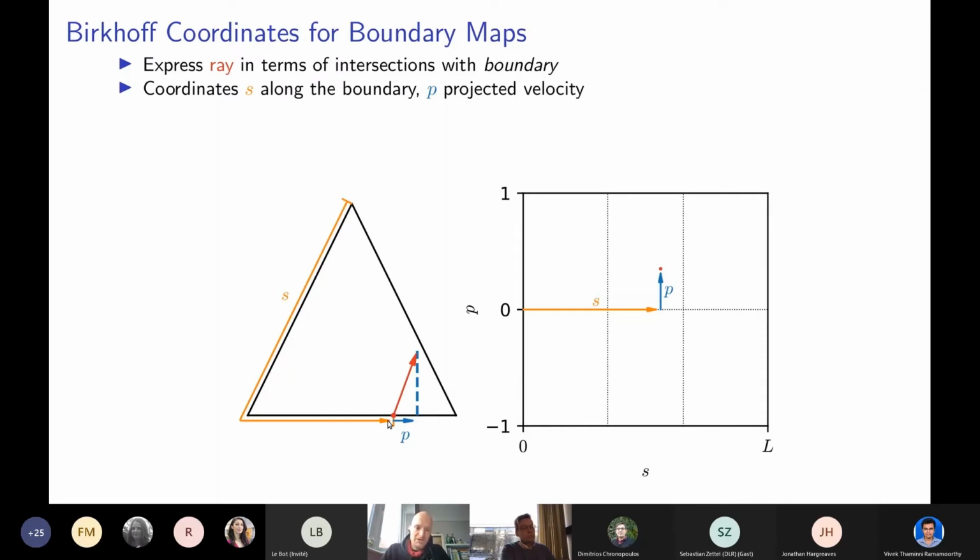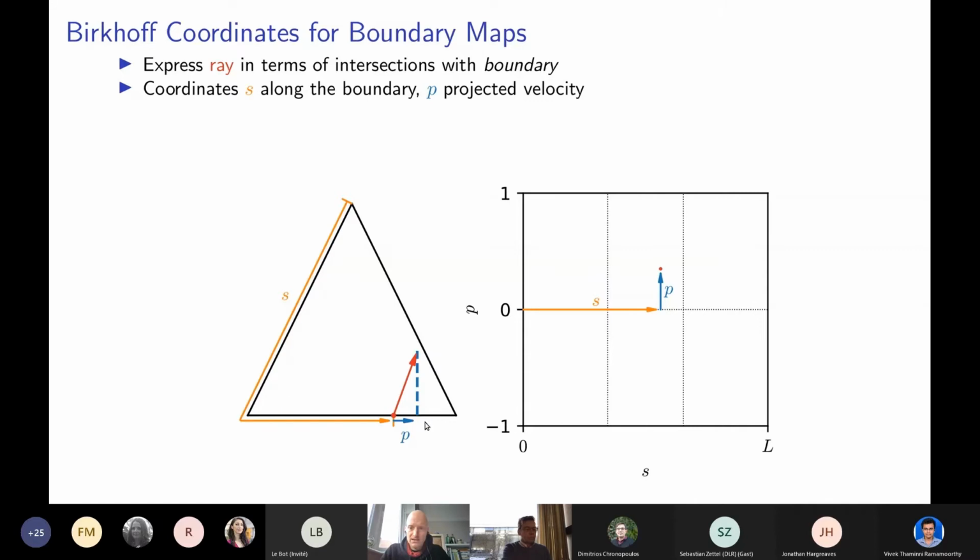This is one of the two parameters. I think he called it slightly differently. I'll call it S for the time being. Now, instead of looking at this point and this arrow, we can take this S coordinate, and at this S coordinate, we introduce a second parameter we call P, and P is the projection of this direction vector onto the local boundary. This projection would be this short arrow in blue.